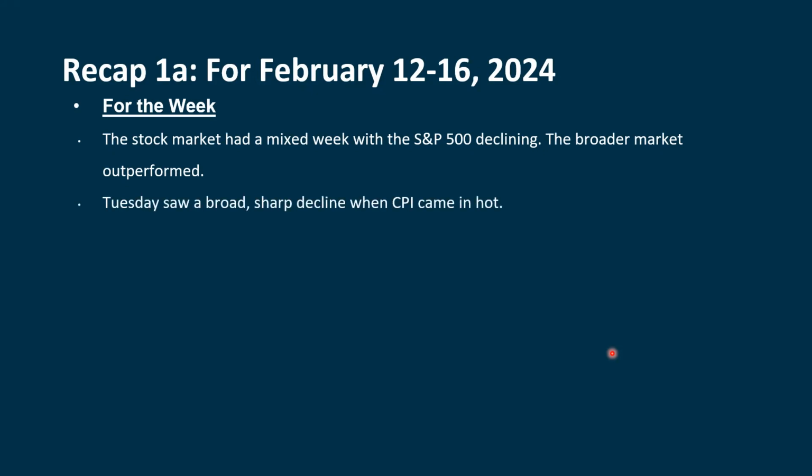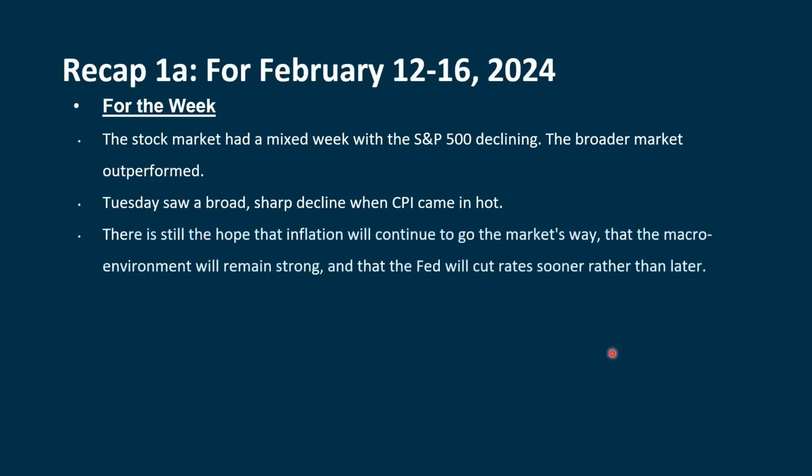Tuesday saw a broad, sharp decline when the CPI came out. That took the market by surprise, and the market reacted to that in a negative way. And there's still this hope that inflation will continue to be more market friendly and that the macro environment, the big picture, will remain strong. That's kind of like wanting the best of all worlds at the same time. We don't want inflation to be a problem, but we want to see growth all over. And at some point, those get out of balance with each other. And the idea that the Fed will cut rates sooner rather than later, the market always wants that.